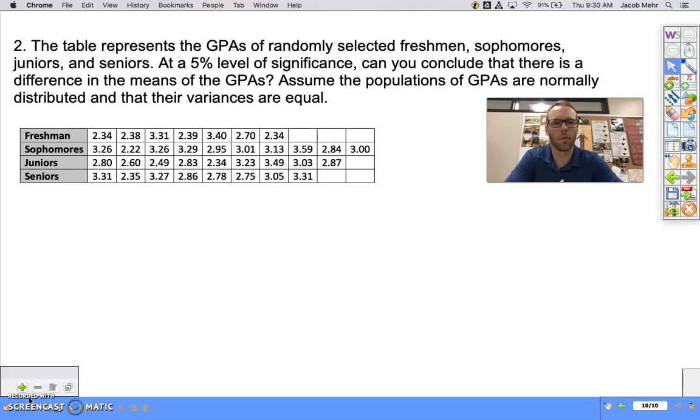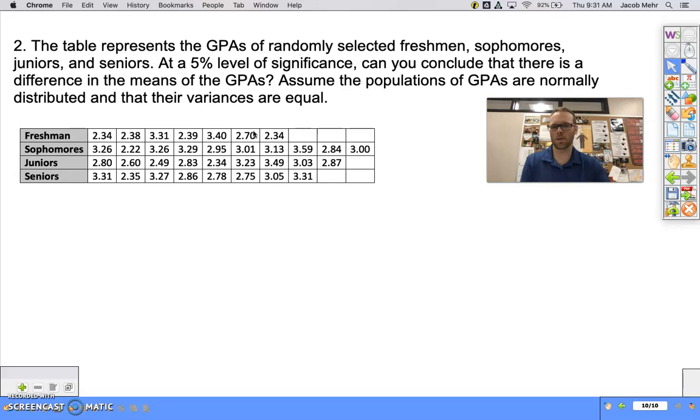Hi everybody. We're going to do another ANOVA problem here to follow up from our last video. In this problem, we've got a table where we have randomly selected freshmen, sophomores, juniors, and seniors, and we have their GPAs. The question is, at a 5% level of significance, can we conclude that there's a difference in the means of the GPAs?